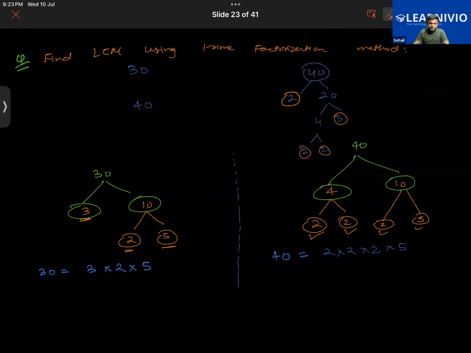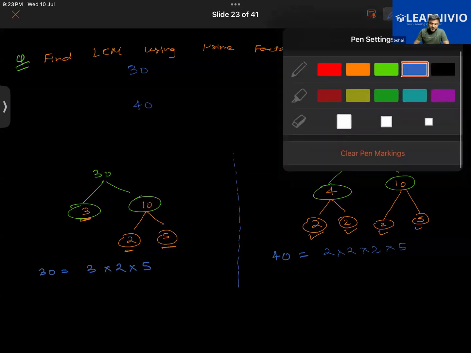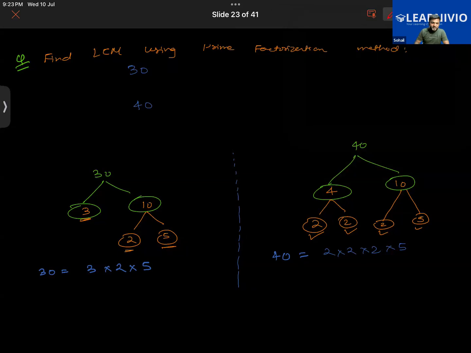Yes, Habib? No matter what numbers you take initially, at the end you will end up with the same prime numbers. Now, as per the rule I mentioned, find the numbers which are repeated the maximum number of times. Like 3 here is found in this number only. It is not found in the second number, but we are going to take this. Now we are going to count this.